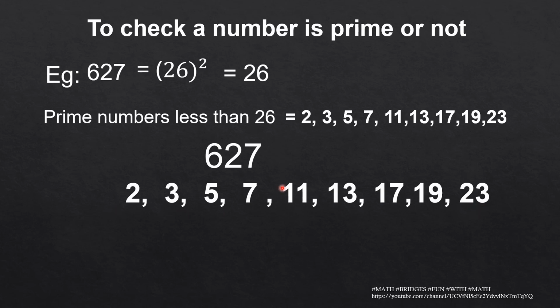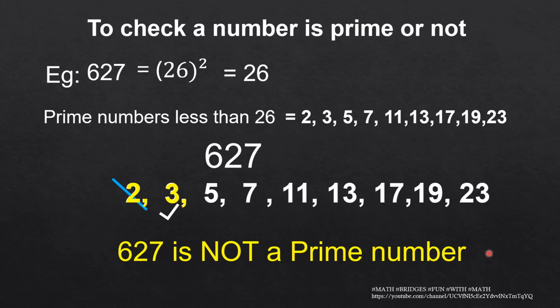First with 2. The ones place is 7, so it's not divisible. 3. Add the digits: 6 plus 2 is 8, 8 plus 7 is 15. 15 is divisible by 3, isn't it? So 627 is not a prime number, which means it's a composite number. Now no need of checking with any of these other numbers. You can leave it like that. You can try with any number. It may be 3-digit, 4-digit or 5-digit also. You can apply this method and find whether the given number is prime or not.